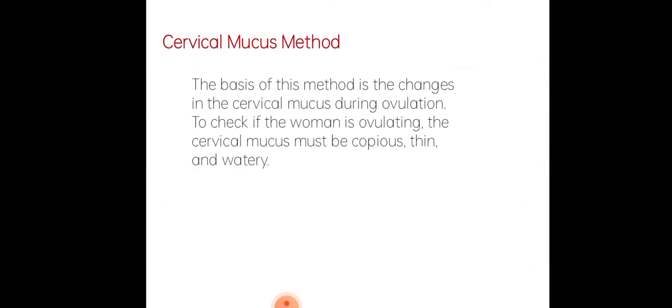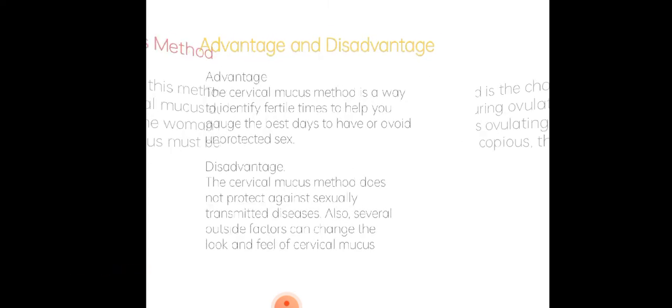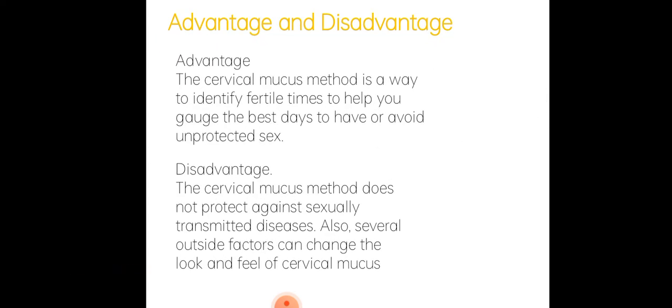Cervical mucus method. The basis of this method is the changes in the cervical mucus during ovulation. To check if the woman is ovulating, the cervical mucus must be copious, thin, and watery. The advantage and disadvantage. The advantage: the cervical mucus method is a way to identify fertile times to help you gauge the best days to have or avoid unprotected sex. Disadvantages: the cervical mucus method does not protect against sexually transmitted disease. Also, several outside factors can change the look and feel of cervical mucus.